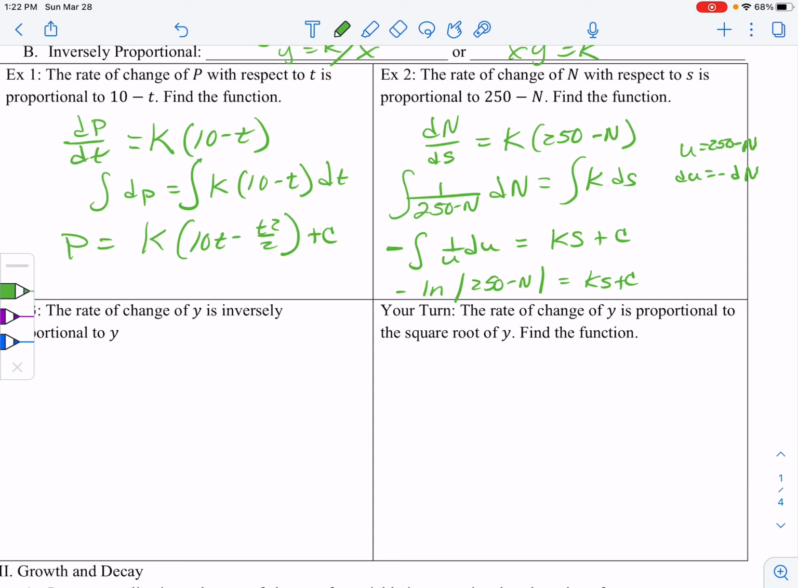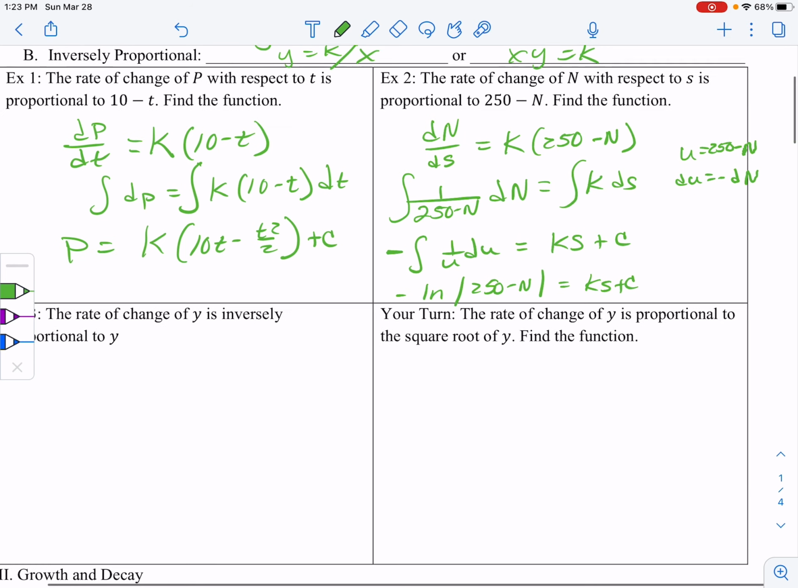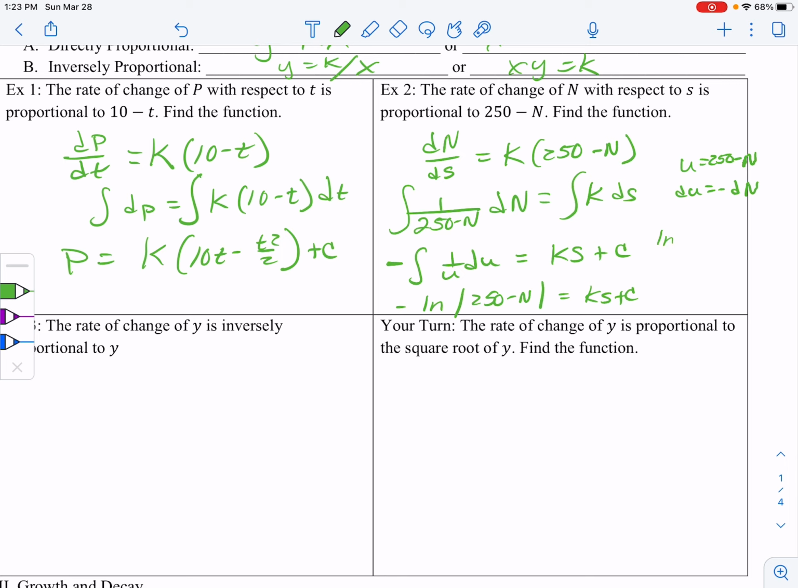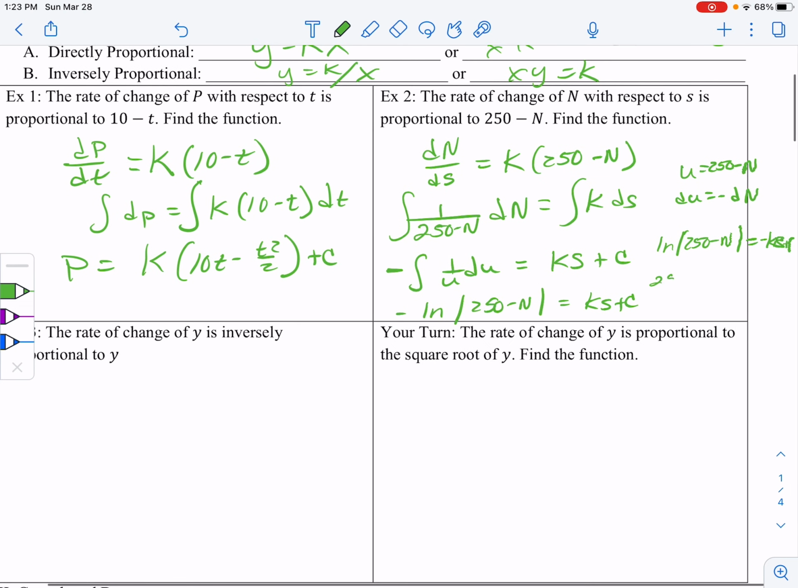And you multiply by the negative. So you get natural log of 250 minus n equals negative ks plus c. E to that power, so you get 250 minus n equals c e to the negative ks. We're going to come down here where there's more room to write, and you'll remember why that happens, okay?